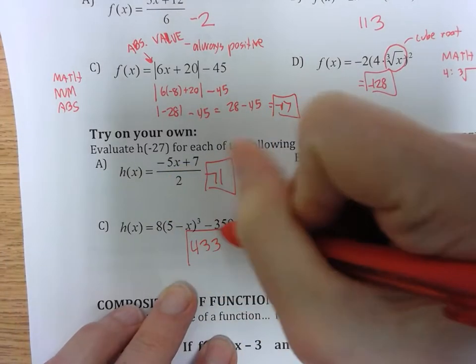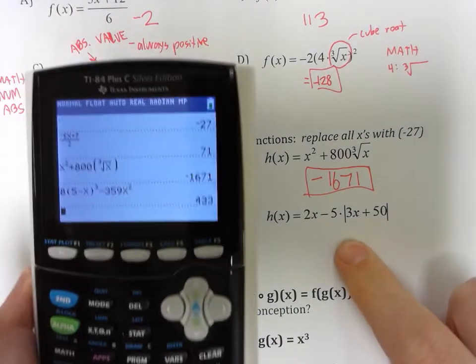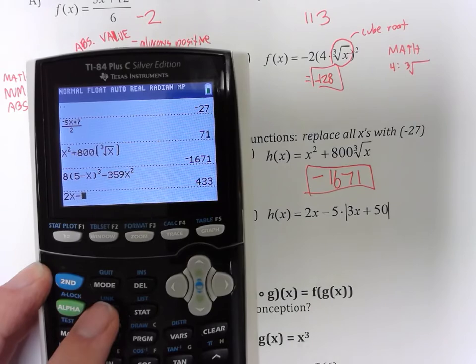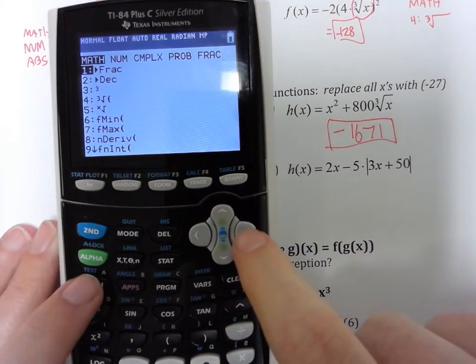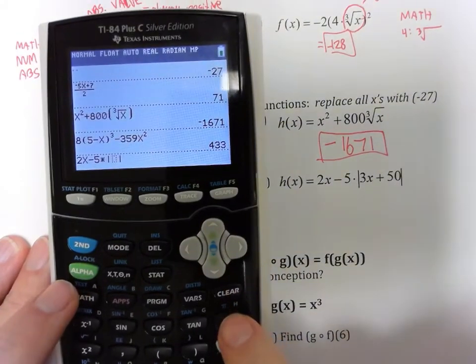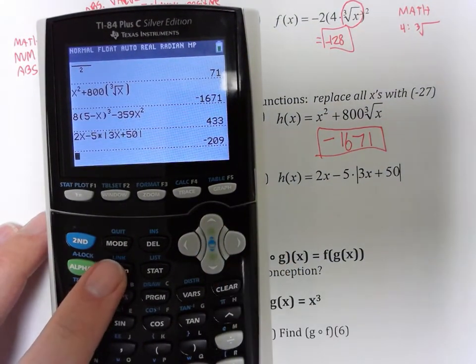And you don't have to do anything but type stuff in your calculator. Our last one, 2x minus 5 times math num ABS, absolute value, 3x plus 50, negative 209.